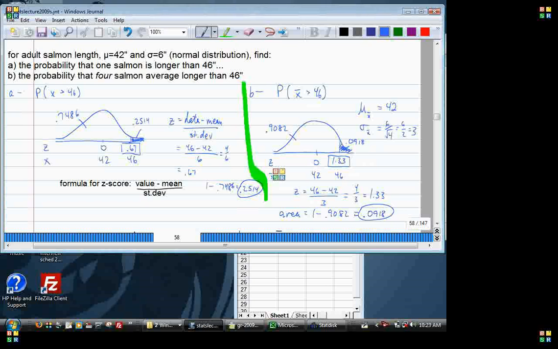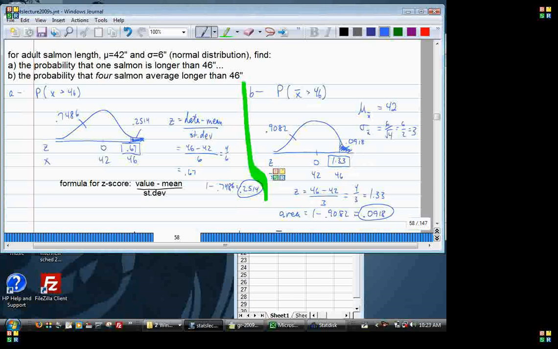So here's the thing I want to point out. Almost everything is the same except the standard deviation changes because we're now dealing with the sample mean. So when we're dealing with sample mean, what happens to our mu? Stays the same. What happens to the standard deviation? It gets smaller by the formula that we have.